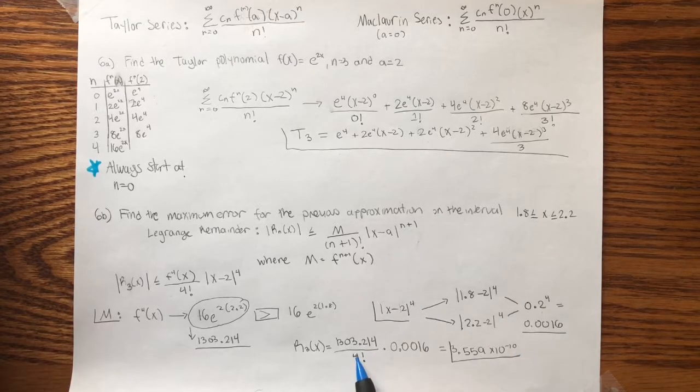Always remember this 4 factorial, or n plus 1 factorial, because sometimes we tend to forget it when we're looking for the maximums for these two.